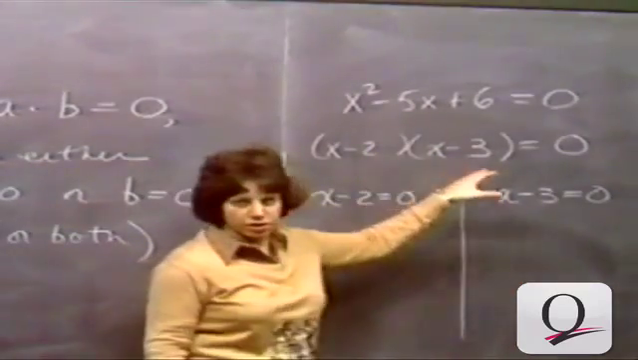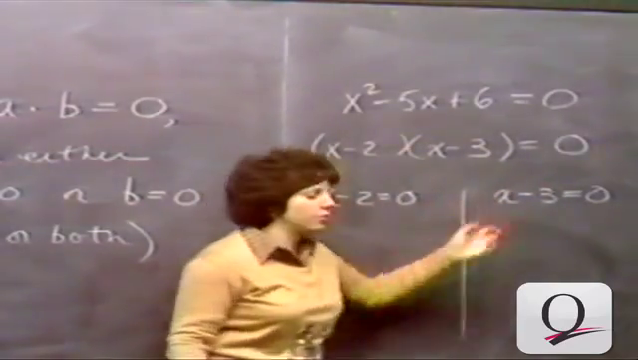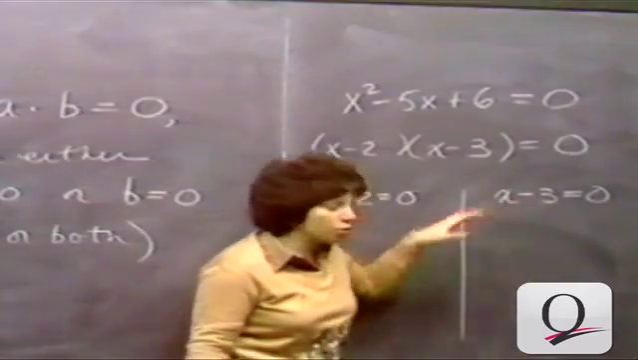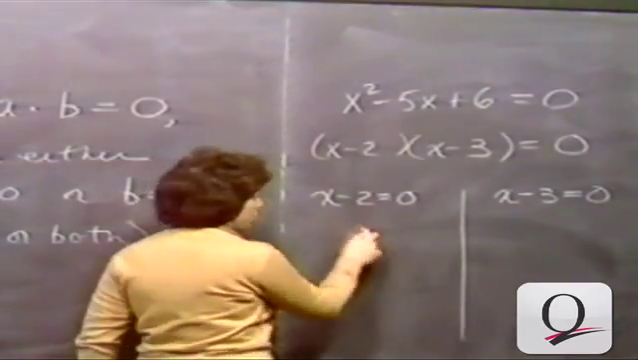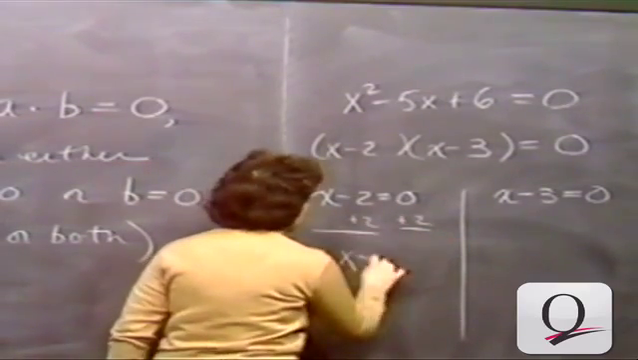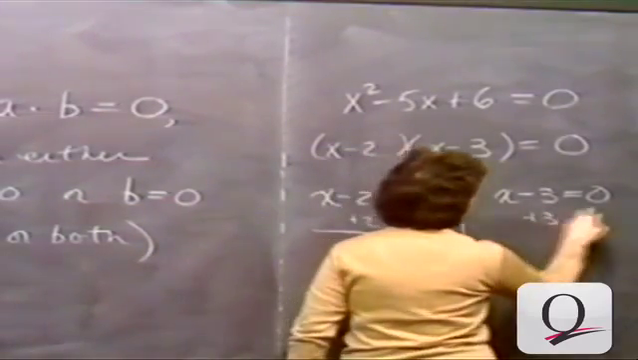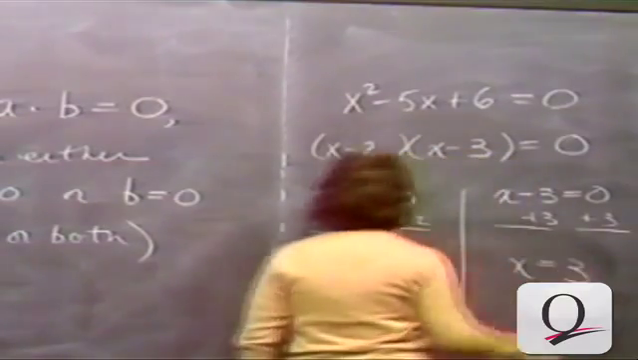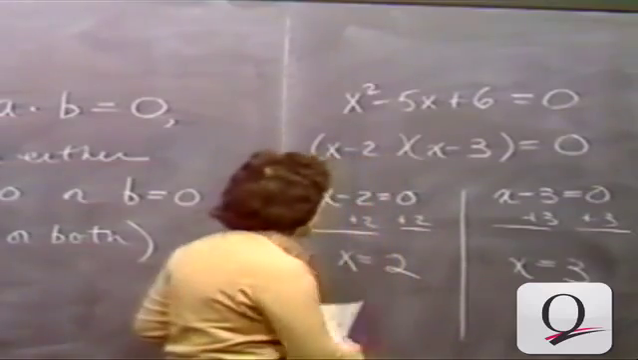Two possibilities. The product of two numbers is equal to 0, so we could have either of the numbers equal to 0. And as I mentioned before, this gives rise to two first-degree equations in one variable. Solving the one on the left, we add 2 to both sides and get x equals 2. Solving the one on the right, adding 3 to both sides, we get x equals 3. We have here two solutions to the quadratic equation, and we're going to check these.